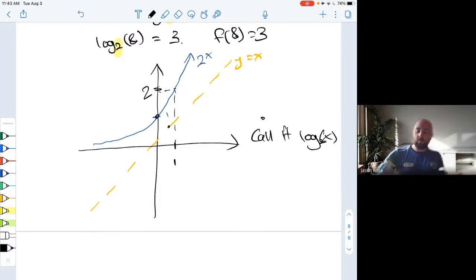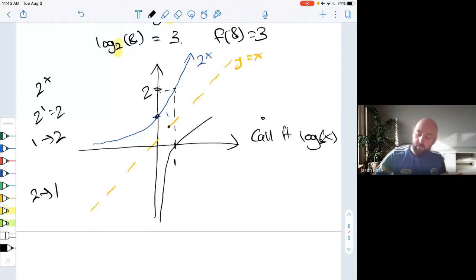Well, 2 to the power of 1 is 2. So what should the log function do? So 2 to the x, right? 2 to the 1 is equal to 2, so 1 gets sent to 2. The log function should take 2 and send it back to 1 again.